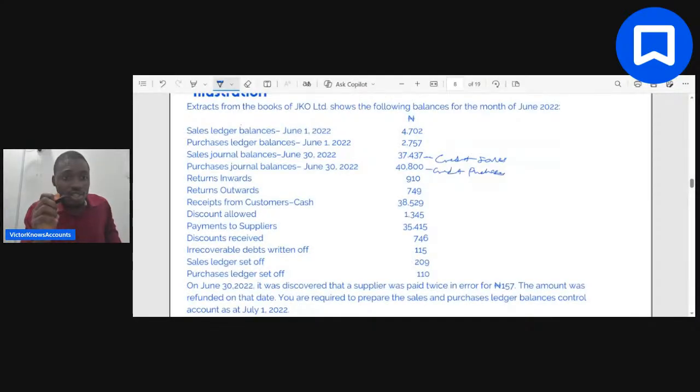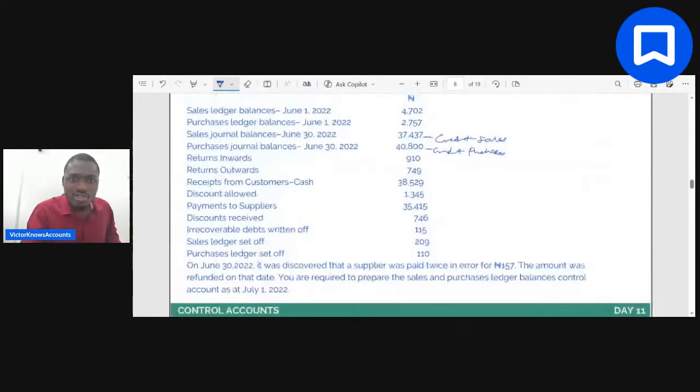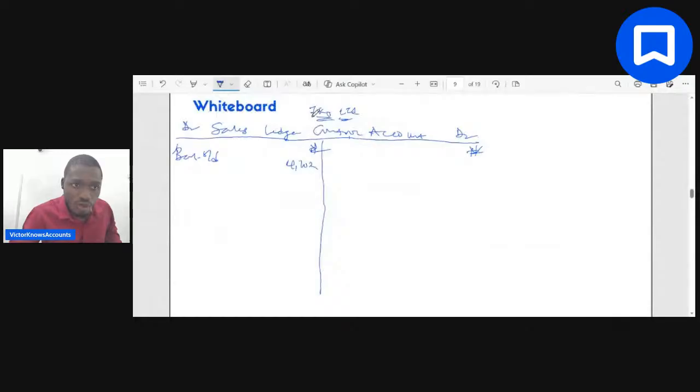So sales journal balance, I told you that that is credit sales. Is that increasing your debt or reducing your debt? Credit sales is increasing their debt because as they are buying goods on credit, their debt is increasing. So where is it going to be? Debit side. It's 37,437. So we say credit sales, 37,437. Let me have my calculator on standby.